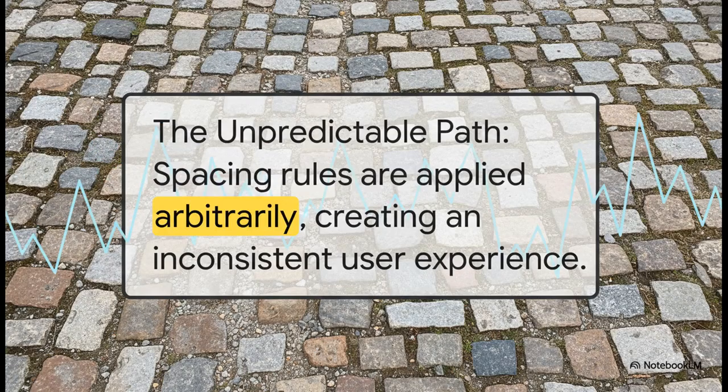All right, trap number two is what I call the unpredictable path. This is all about inconsistency. It's when your spacing is just random. A button might have 20 pixels of space around it on one page, but on the next page, for no good reason, it has 24. These little things might seem minor, but they add up, and they create a really jarring, unpredictable experience for the user.